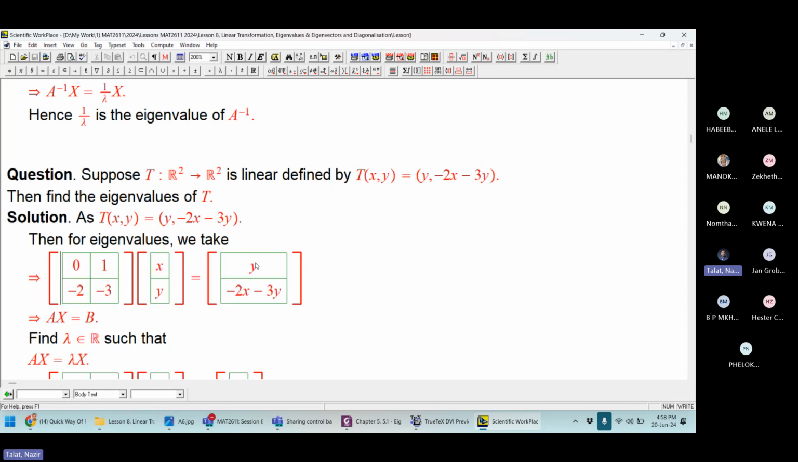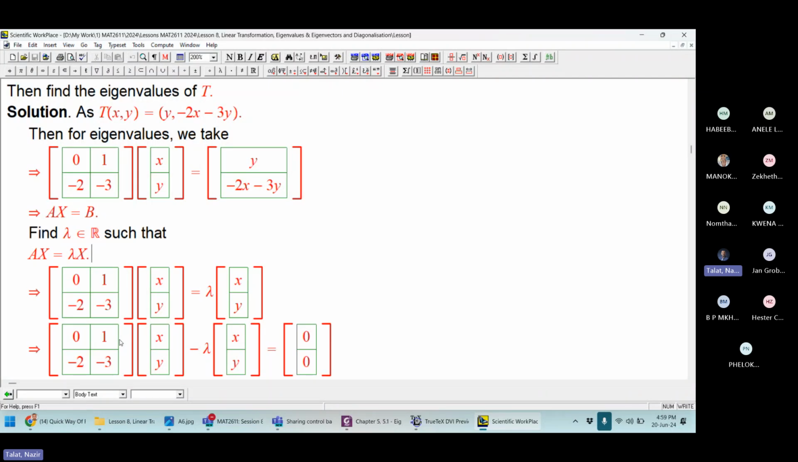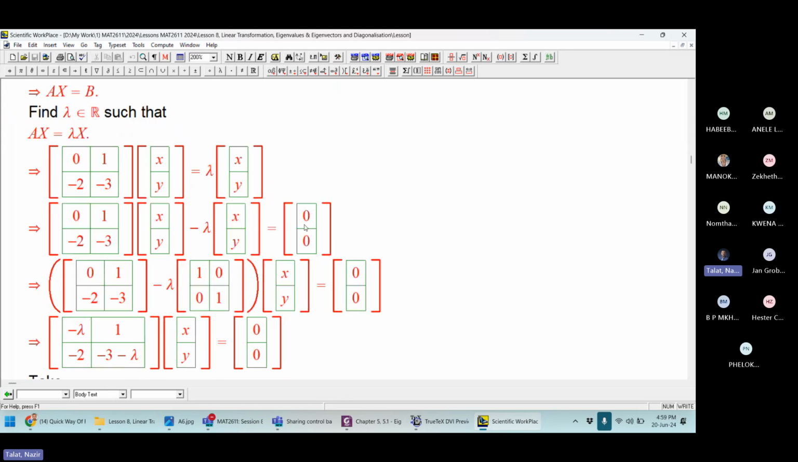B is on the other side like this one. So what we can do is just find the eigenvalue of this. If lambda is the eigenvalue, then it will satisfy Ax equal to lambda x. Just take that relation, and subtract lambda x on the other side. Then the right hand side will become 0.